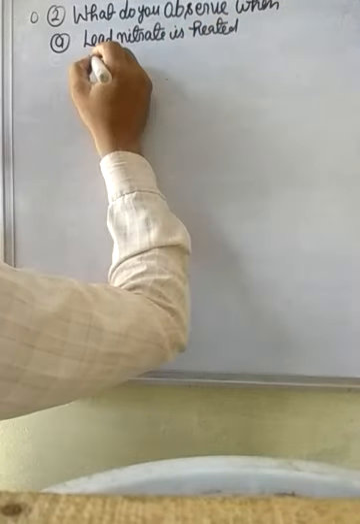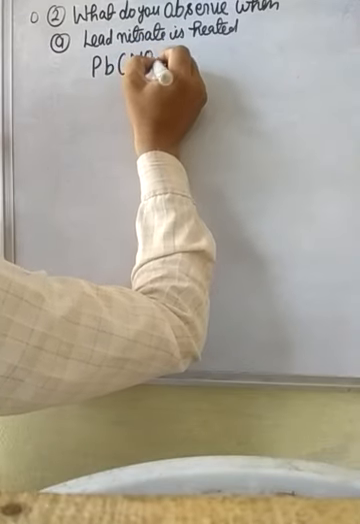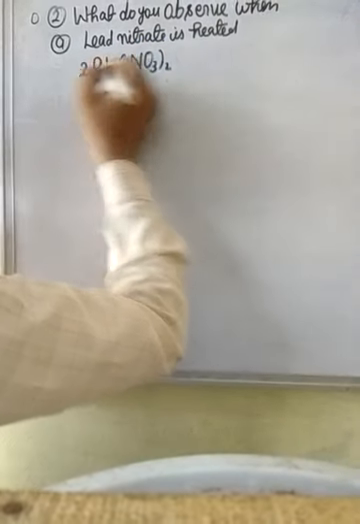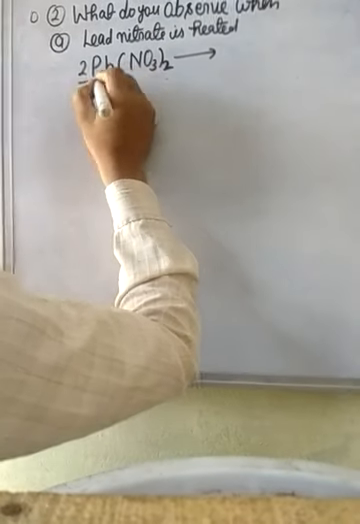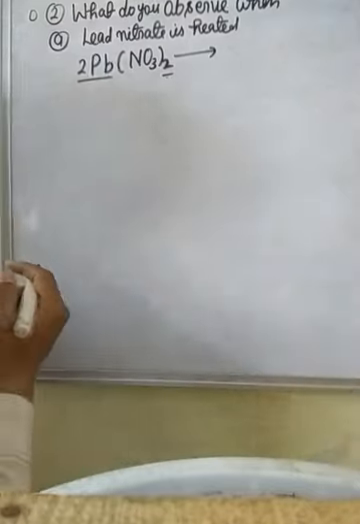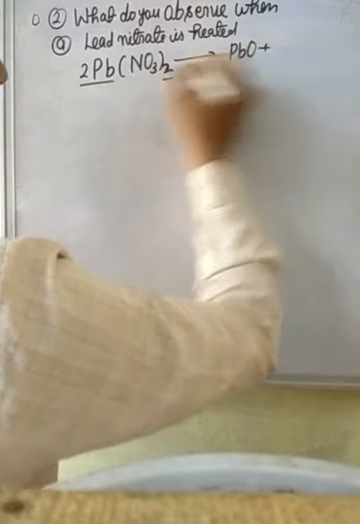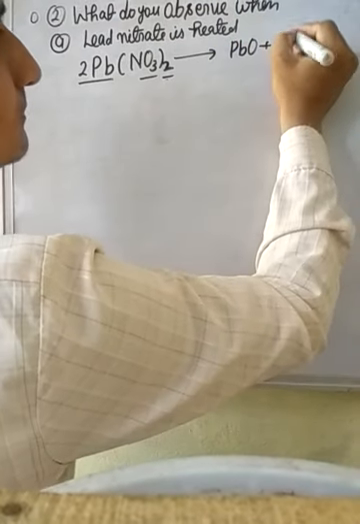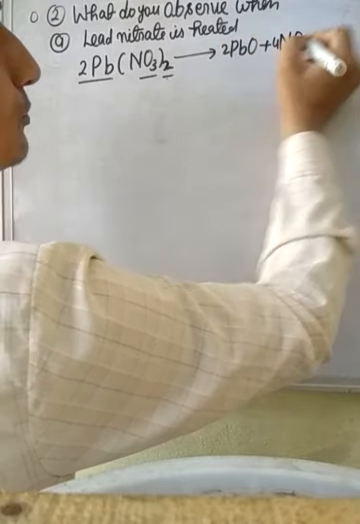So look here students, we have to take lead nitrate, Pb(NO3)2, two molecules. I have just told you this reaction. When lead nitrate is heated, we get lead oxide, PbO, and nitrogen dioxide. 2Pb(NO3)2 gives 2PbO plus 4NO2 plus O2.